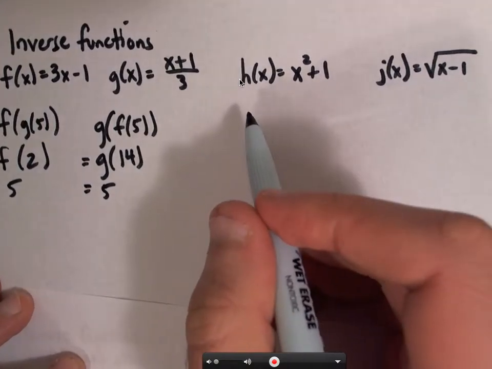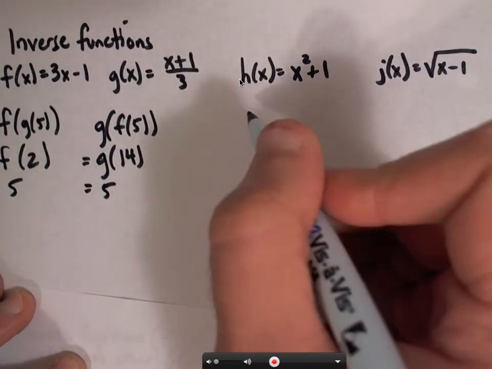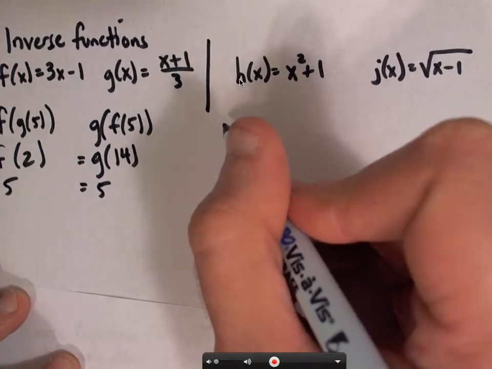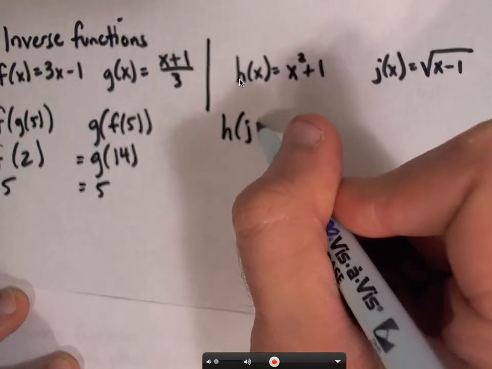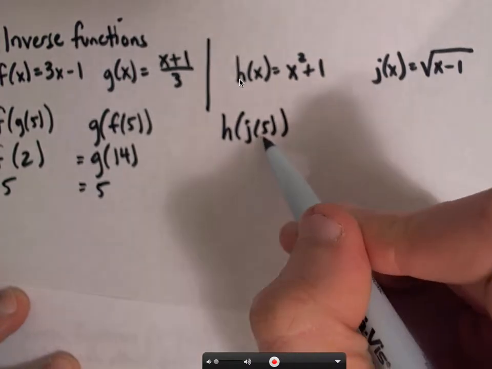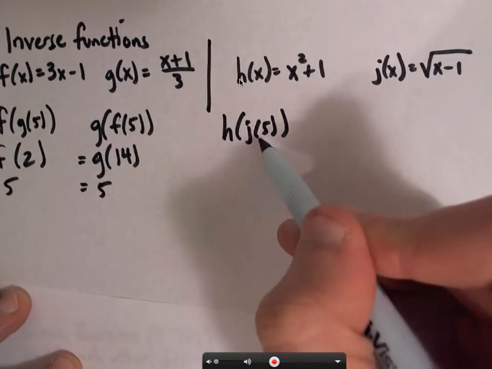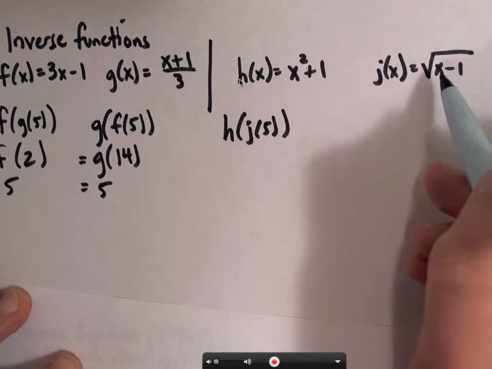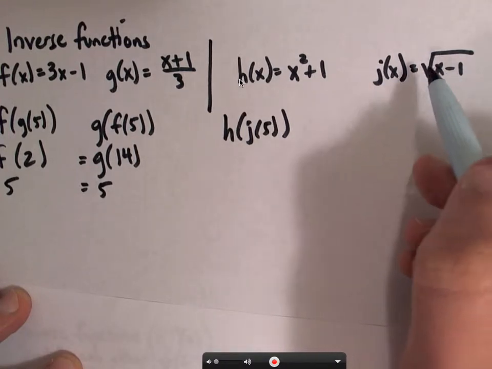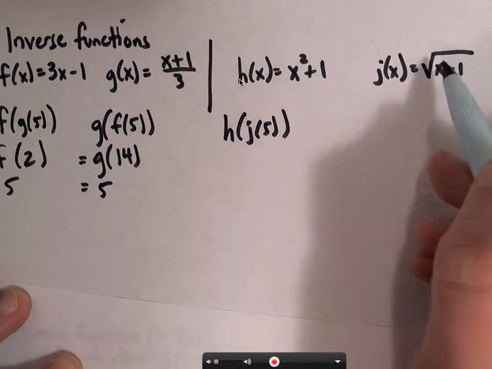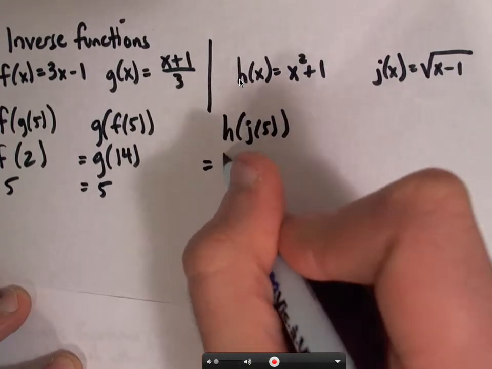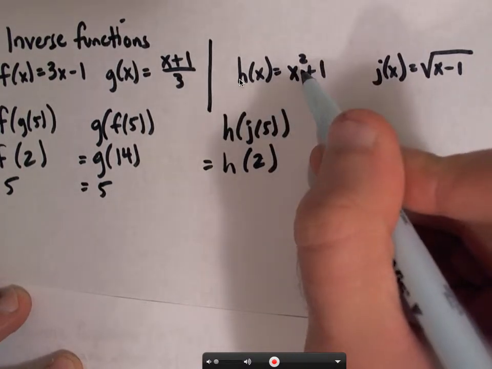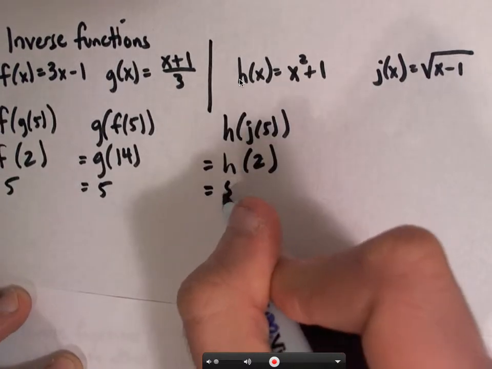Let's go over to this pair here, h of x and j of x. So these two are a pair, and these two are a pair. Let's try the same thing, h of j of 5. We're going to plug a 5 into our j machine. 5 minus 1 is 4. The square root of 4 is 2. So our output is 2. So h of 2. Let's plug in 2 right here. 2 squared is 4. 4 plus 1, 5 again.